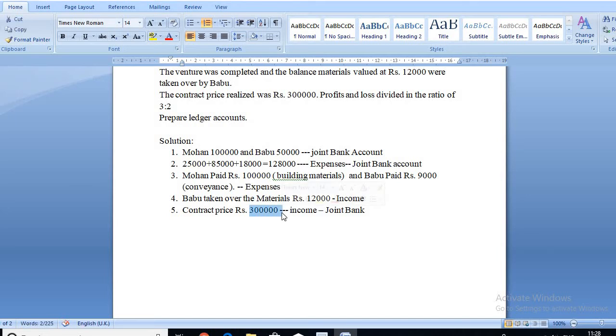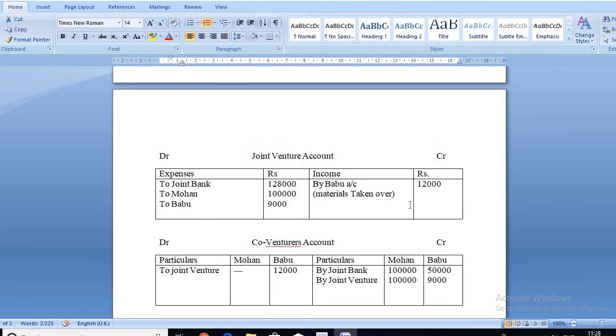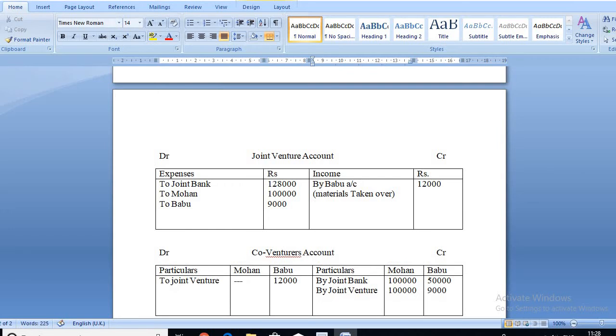Because here the contract price is 3 lakh. If they completed this contract, they will get 3 lakh rupees. It's an income for business. So this income will be received by joint bank. So on the income side, by joint bank account, 3 lakh.